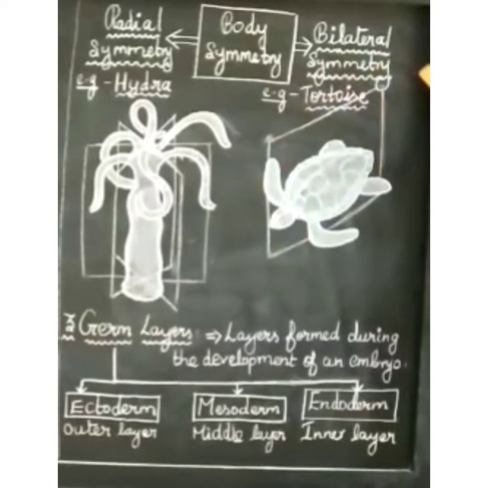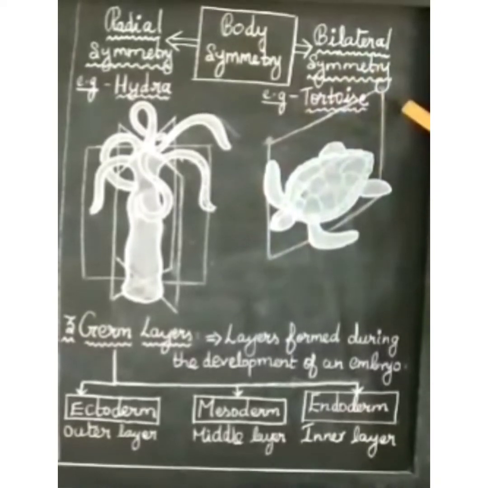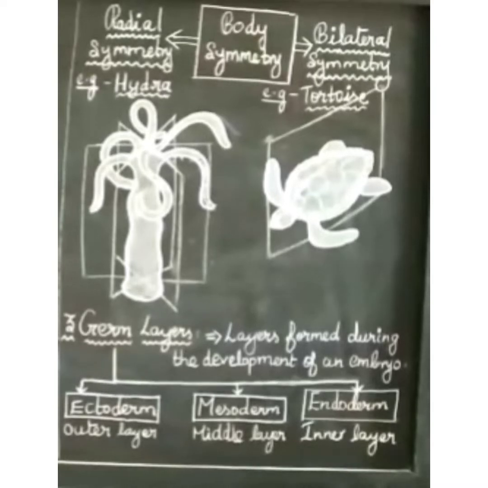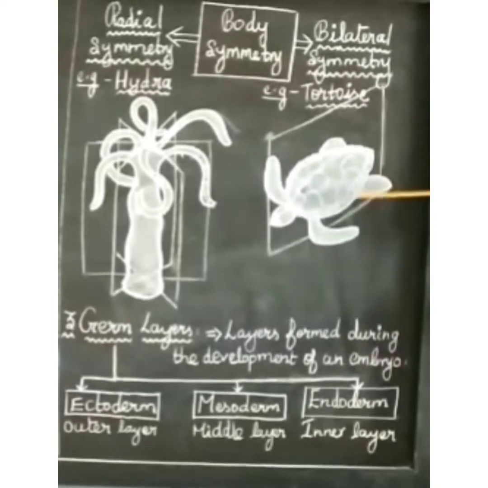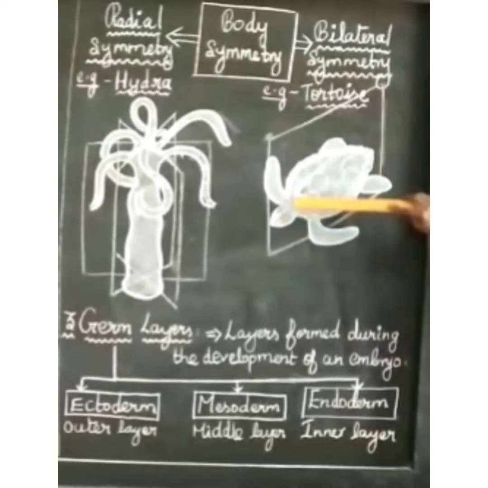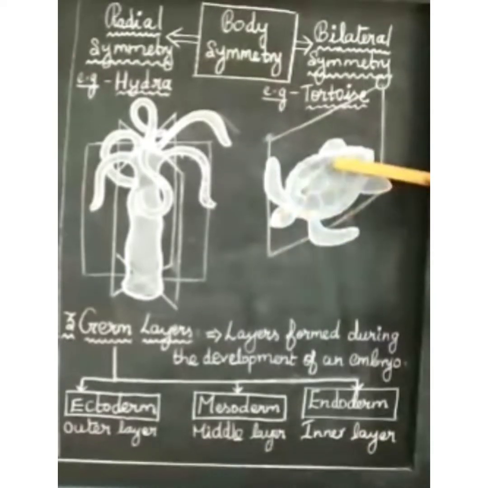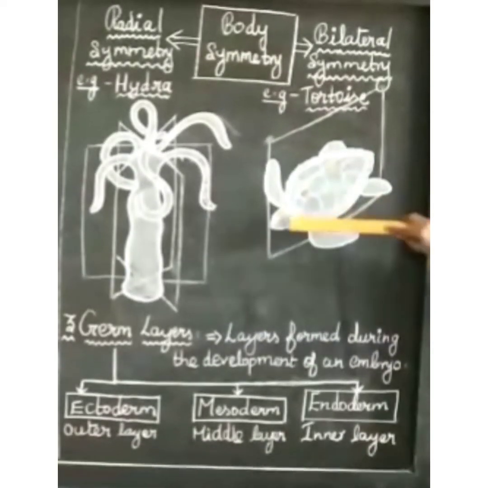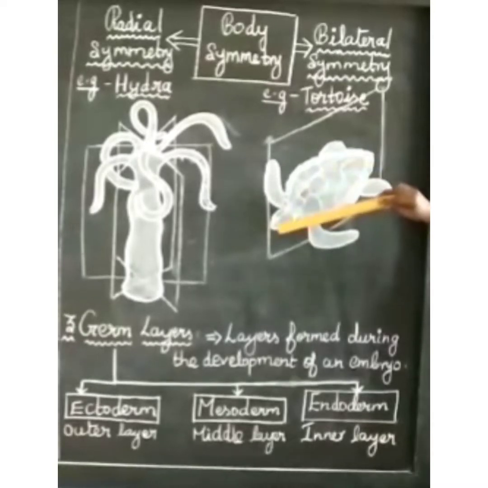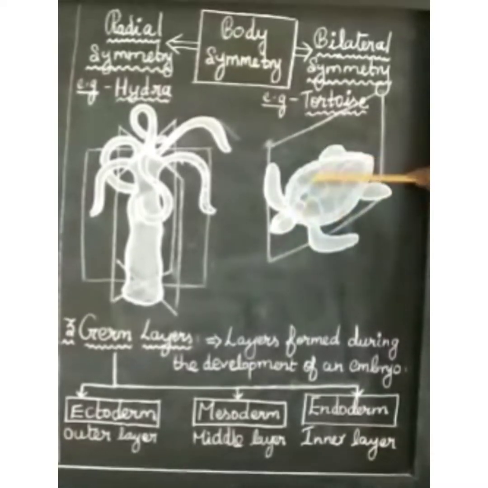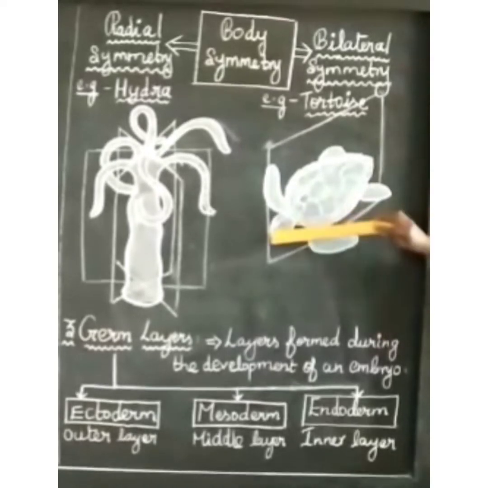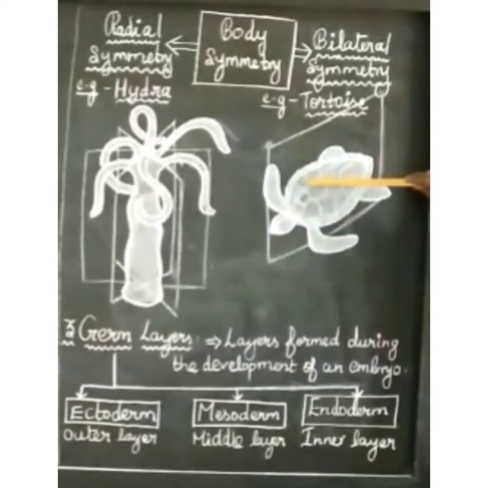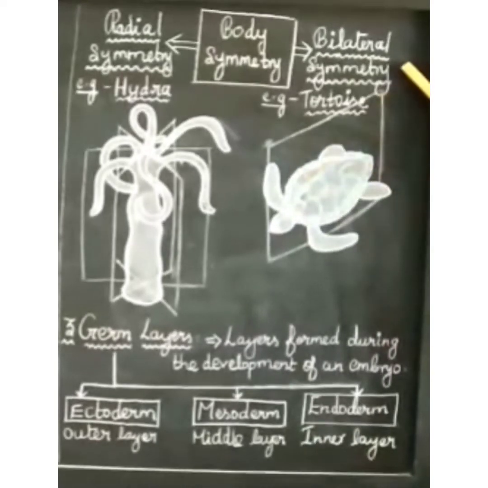Then coming to bilateral symmetry. Bilateral symmetry means the body is cut through the central axis only. It gives a right and left half. Here, for example, the tortoise: we are cutting only through this central axis. This is the dorsal side, this is the ventral side. Here a cut passes through the central axis. It divides the body into a right half and a left half. So this is the example for bilateral symmetry. When we cut an organism through the central axis, its body is divided into two equal halves, which is called bilateral symmetry.